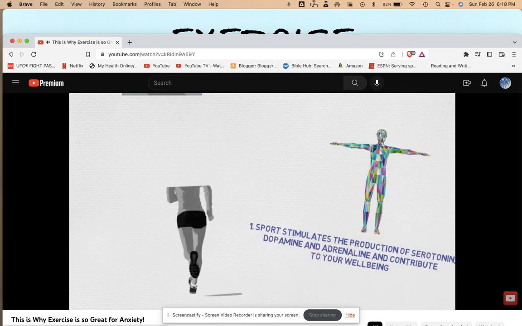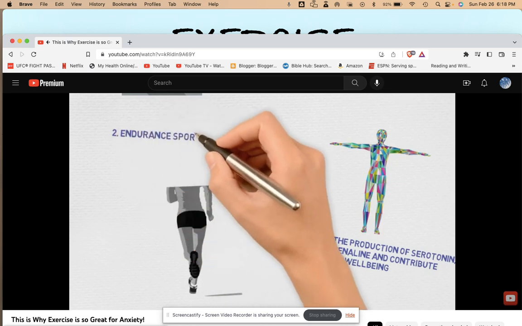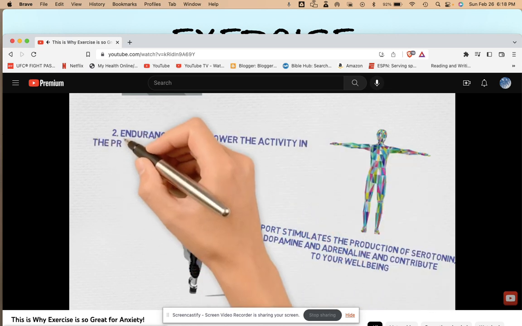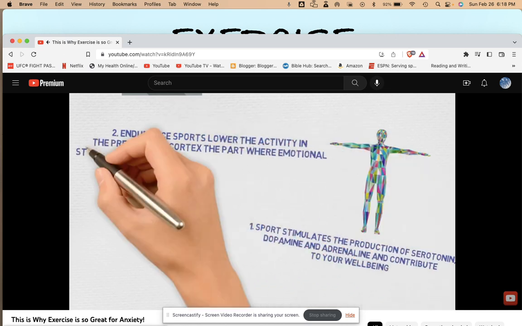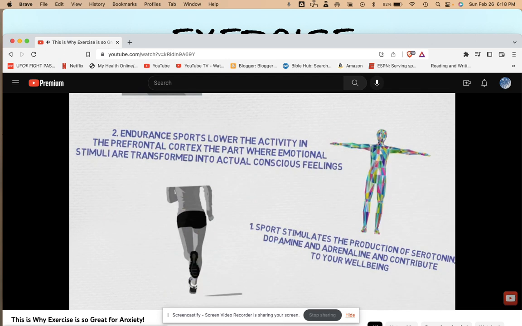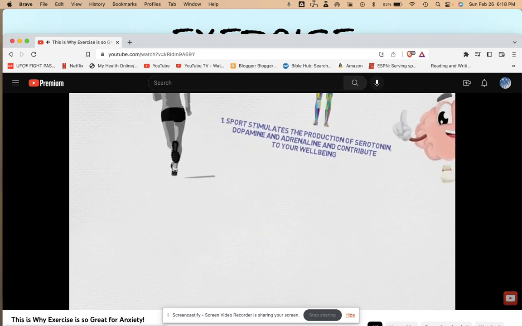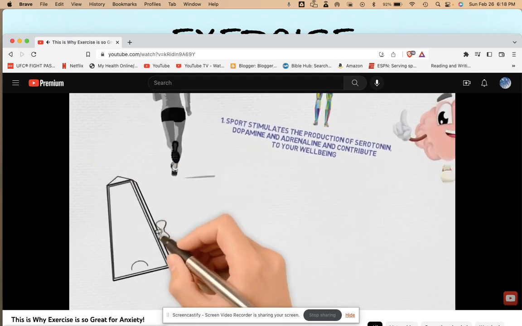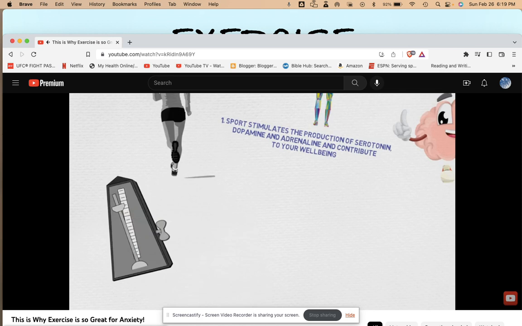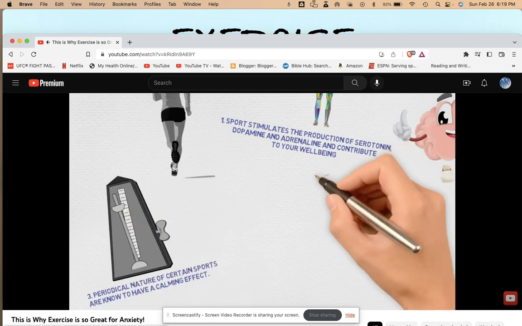Second, endurance sports are proven to lower the activity in the prefrontal cortex, the part where emotional stimuli are transformed into actual conscious feelings. Number three, the very periodical nature of many sports such as jogging, cycling, and swimming are known to have a very calming effect.